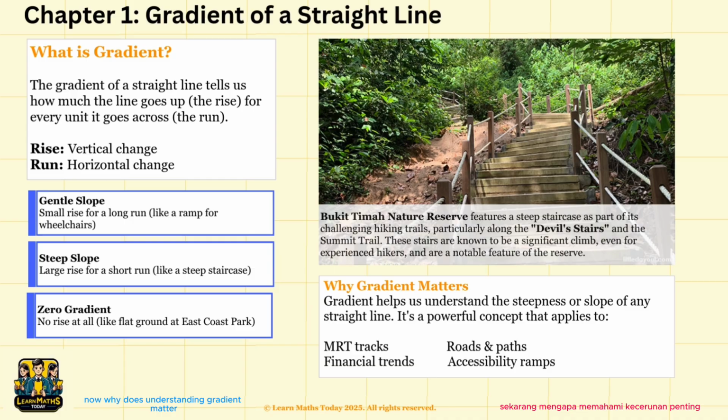Now, why does understanding gradient matter beyond just hiking or looking at scenery? It's a fundamental concept with huge real-world applications. It's used when designing MRT tracks to ensure a smooth and safe ride for passengers. It's crucial for analyzing financial trends, which we'll look at next. It tells us if investments are going up or down. Engineers use it to design safe roads and paths, ensuring they're not too steep for vehicles or pedestrians. And it's vital for creating accessible ramps for people with disabilities, ensuring they meet safety standards. So the gradient isn't just a number. It's a powerful tool that helps us understand the world's inclines and declines.